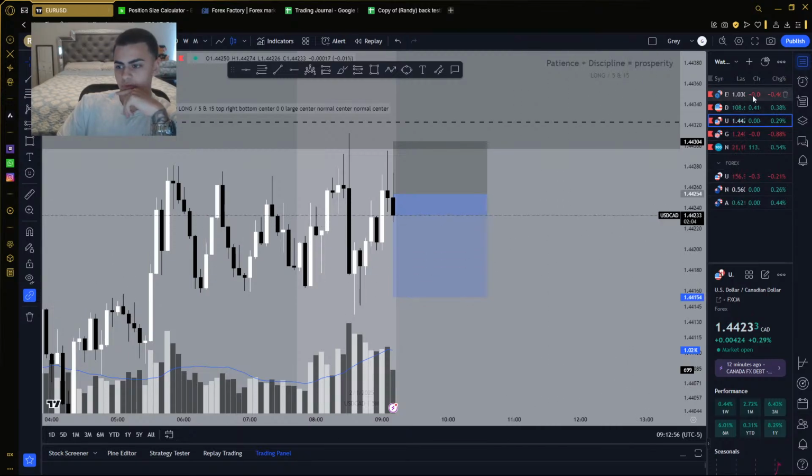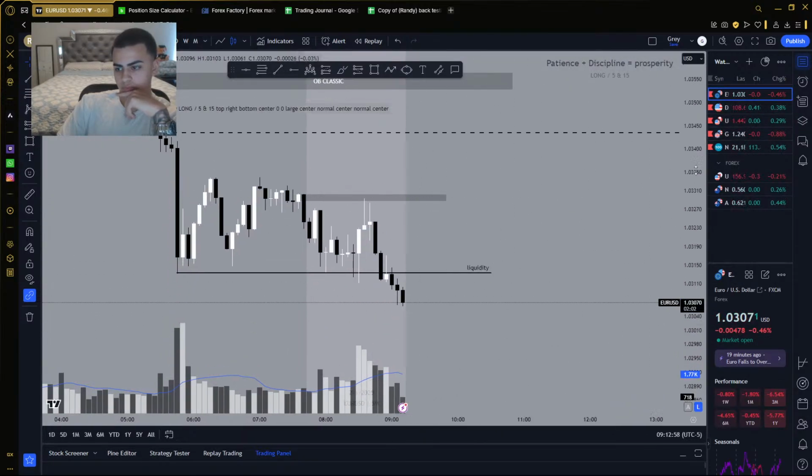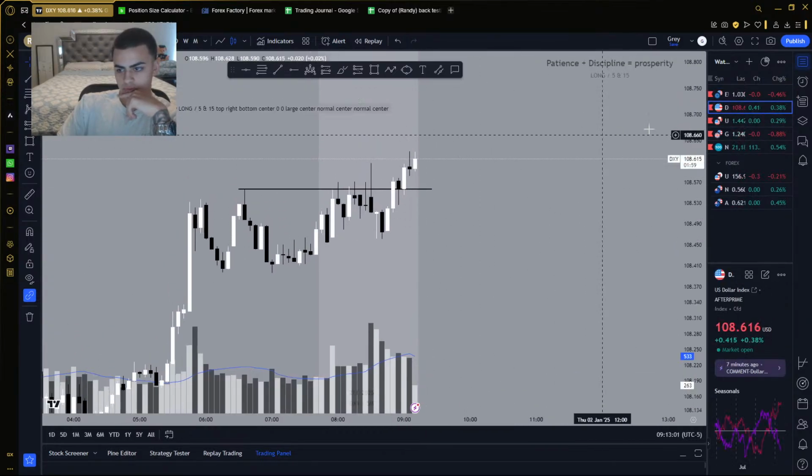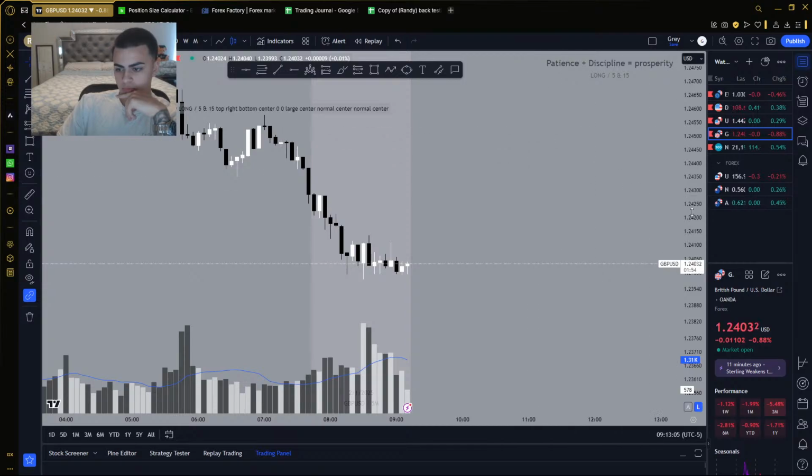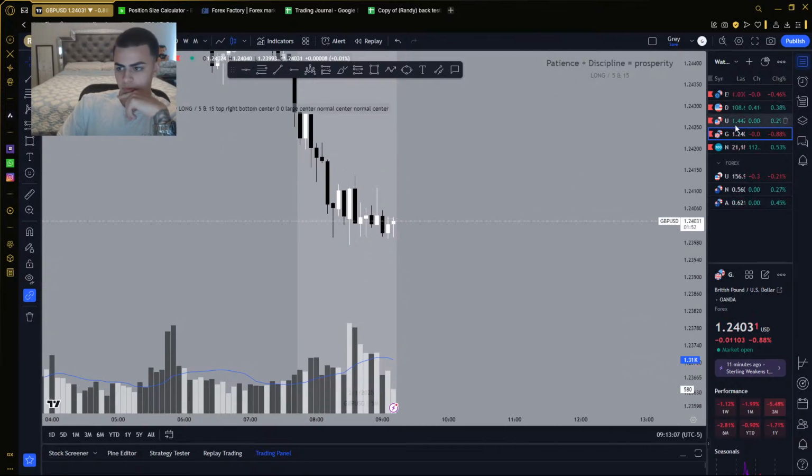Minutes left on this candle. So I got Euro USD, push back down, and it pushes back up. GBP looks like it's pushing up there too.